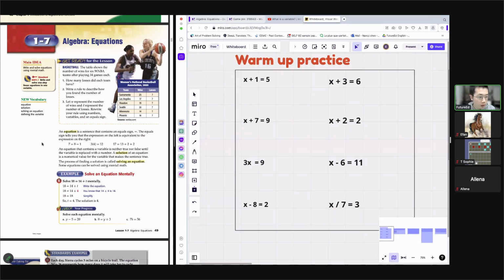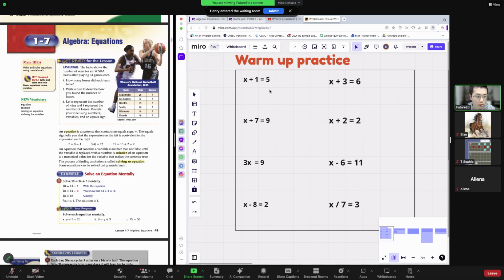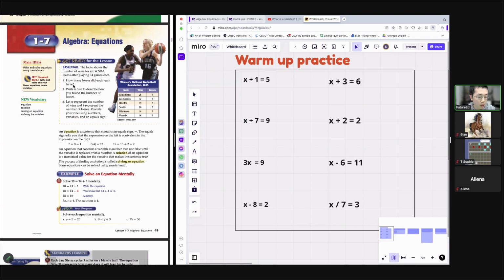In the meantime, can you try solving the warm-up practice questions I have on the whiteboard right now? I'm feeling a little bit sick today, so do you mind talking a bit more? Alina, would you like to try the first question? x plus 1 equals 5. Can you try solving what x is? You can annotate on the screen if you know how to, or you can just type the answer in the chat.